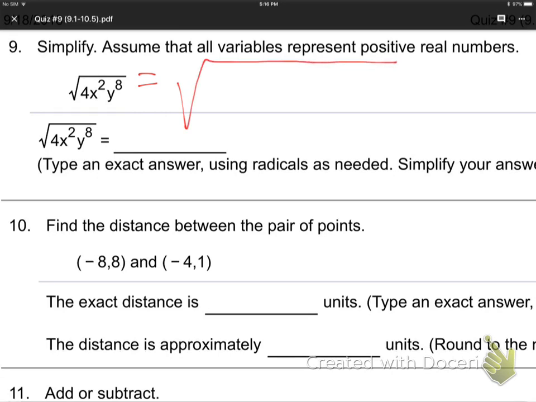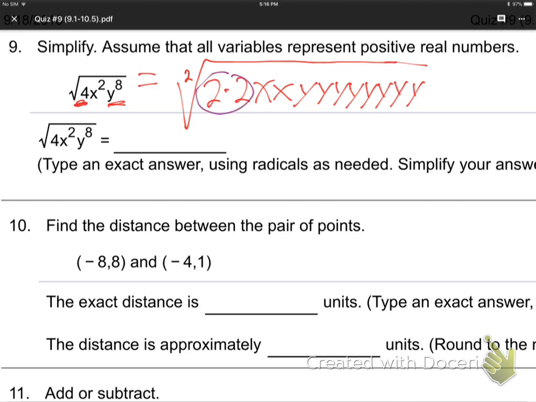There's nothing in the hook, right? So that means 2 really is there. It's a 2 root. So 4 is 2 times 2. X squared is x times x. Y to the 8th is 8 y's: 3, 4, 5, 6, 7, 8. Okay, so this is a 2 in the hook.